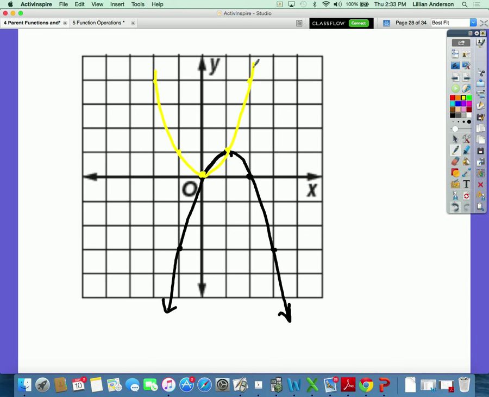Something else happened, Kiana. It went to the right one. So up 1, right 1, and there's one more thing that happened, Tiffany. It reflected over the x-axis. That's why it's pointing down now. So you had to write a function to represent this. Was it H or G? It was G.